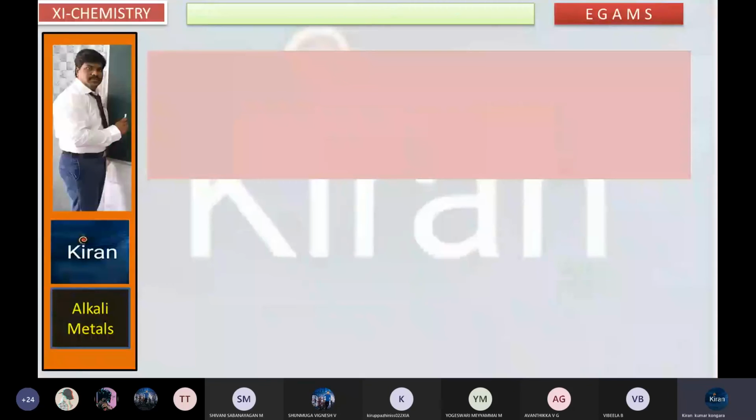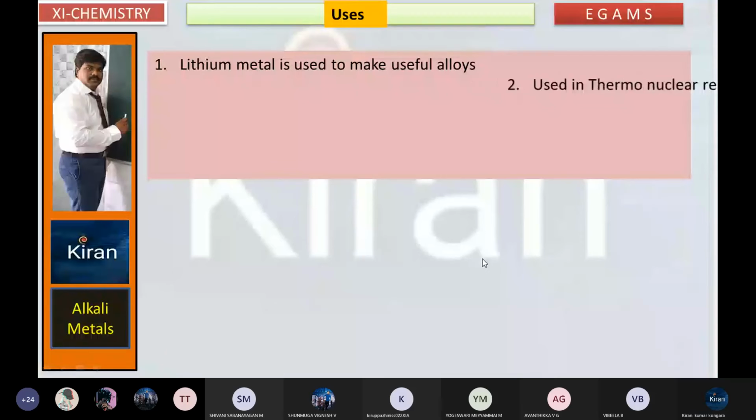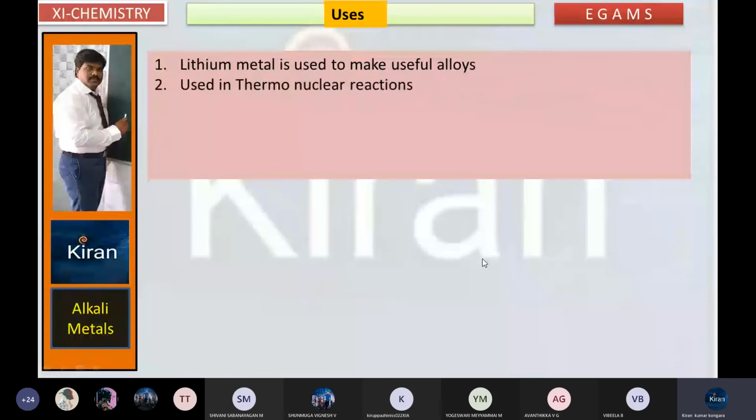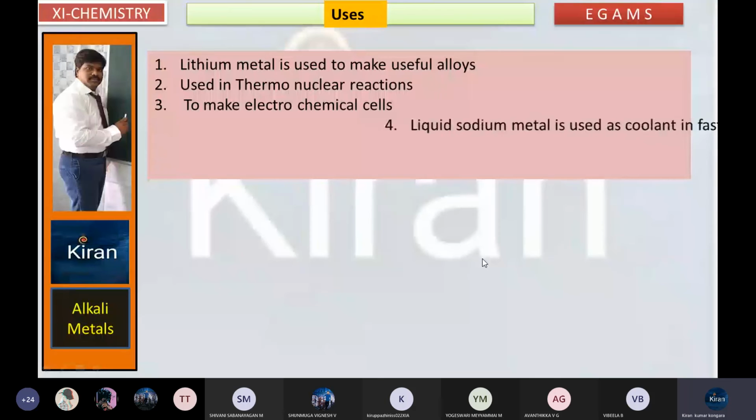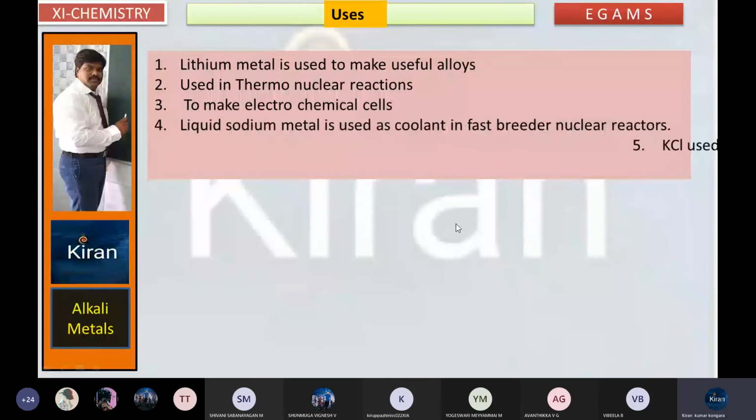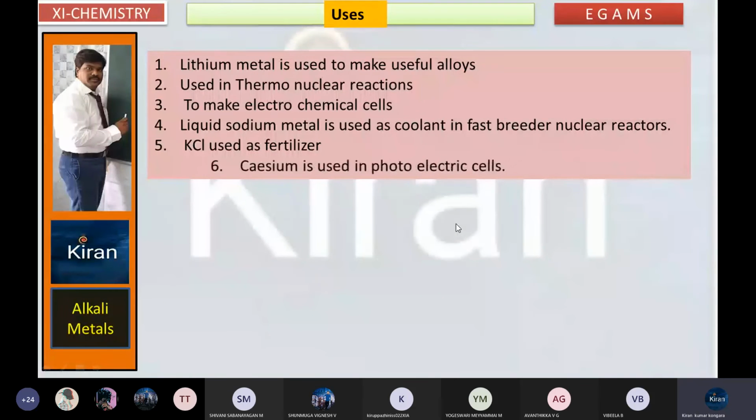Coming to the next topic, uses of these metals, we'll see one by one. Lithium metal is used to make useful alloys. It is used in thermonuclear reactions. It is used to make electrochemical cells. Liquid sodium metal is used as a coolant in fast breeder nuclear reactors. Potassium chloride is used as a fertilizer. Cesium is used in photoelectric cells.